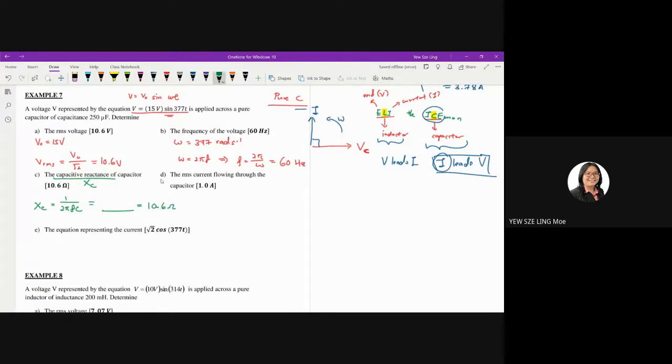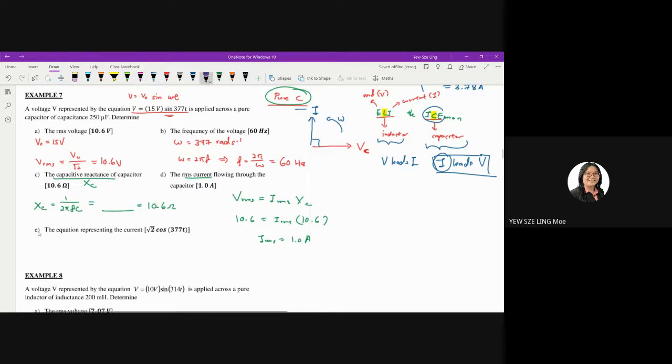And then question D, the RMS current flowing through the capacitor. The question is asking for IRMS, and you have a pure C circuit. When you have a pure C circuit, it is very simple. It means your VRMS equals IRMS times XC. You have VRMS from question A, so 10.6 equals IRMS times 10.6 ohm. So IRMS is then equal to 1 ampere.